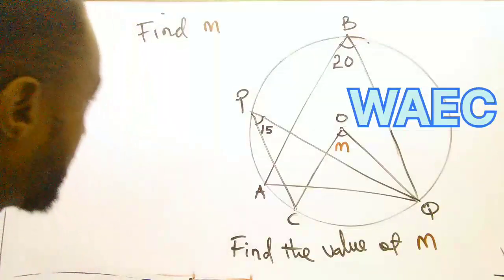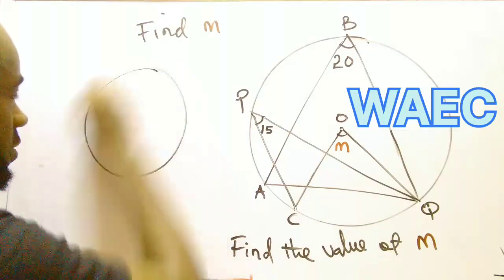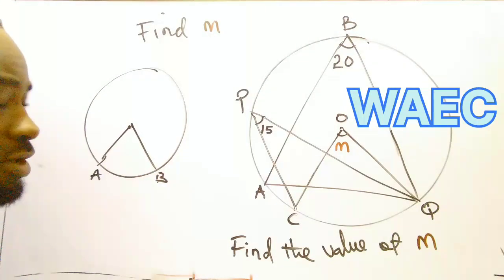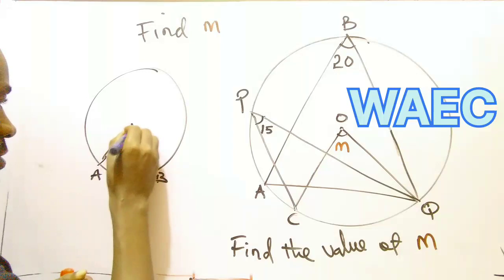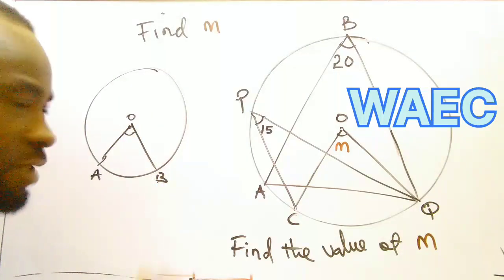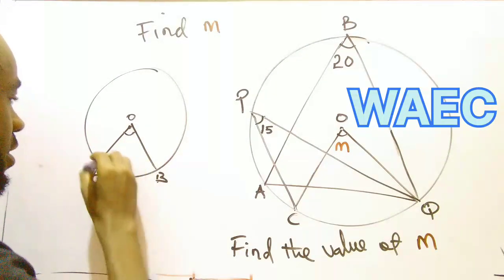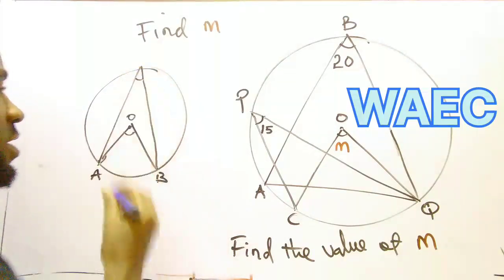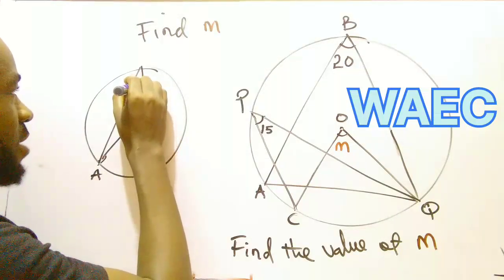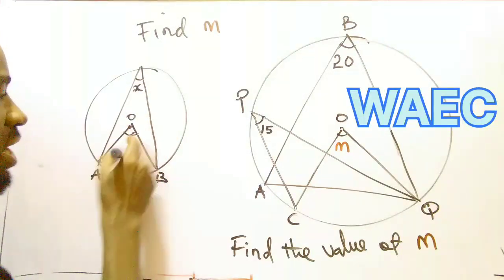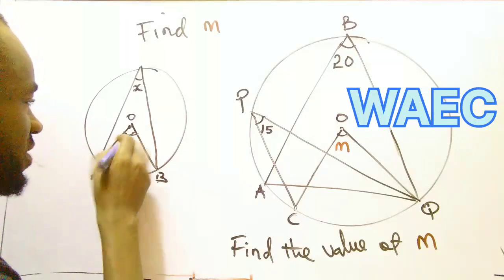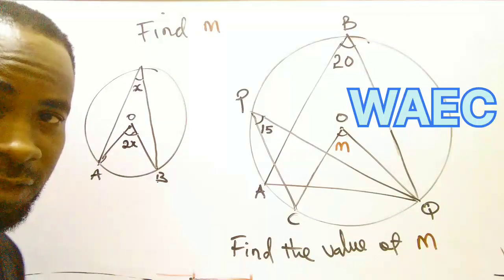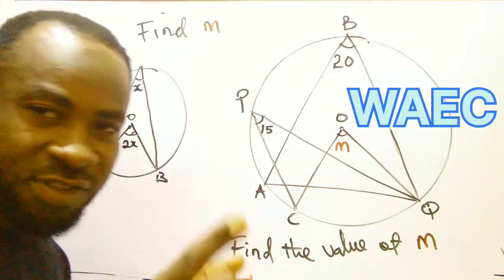Now, if you have a circle like this and there is an arc AB, this arc AB subtends this angle here at the center. Now, if the same arc AB subtends another angle at the circumference, then that angle at the circumference will be half of the one at the center, while the one at the center will be 2 times the one at the circumference. This is the theorem. Okay, so please let's take note of this theorem.